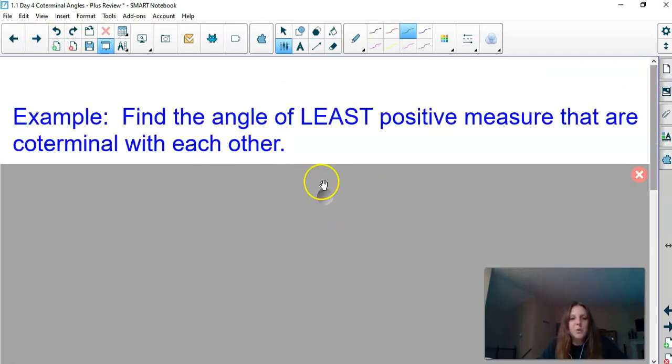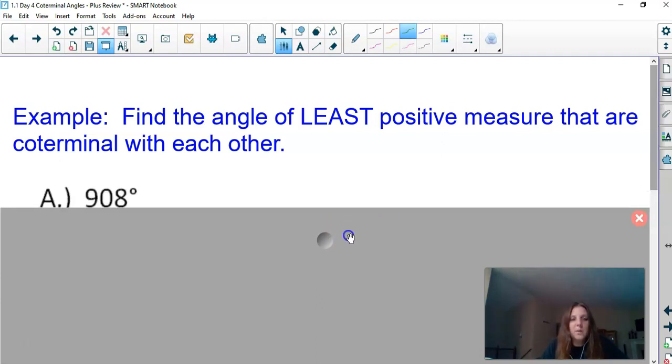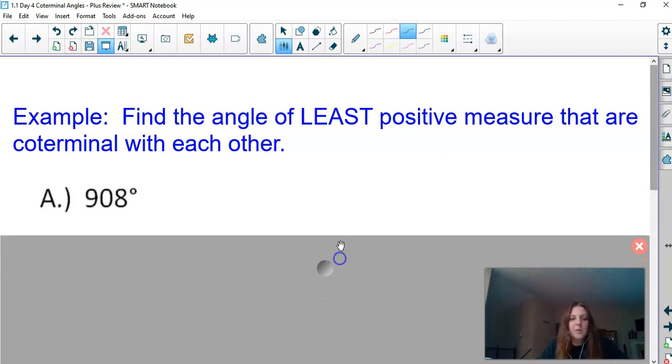Okay, so what we're going to do is find the angle of least positive measure. So definitely write this down. This will be your portion of the notes for today. So write down the title, write down the example, pause if needed, and we're going to find the measure of least positive measure, the angle of least positive measure.